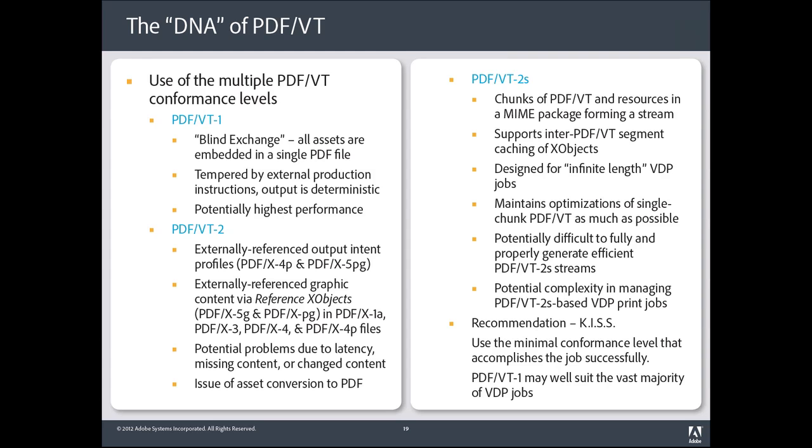PDF-VT2 extends the standard for PDF-VT the same way the PDF-X5, PG, and G, and PDF-X4P extend PDF-X4. They allow some external aspect of the file. The P is for simply the output intent profile. That's usually something relatively simple. But when you get to the G portions of it, that becomes rather interesting. It means that there are reference X objects, which means you're referencing an external PDF file.